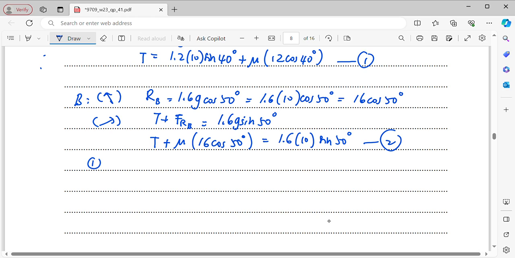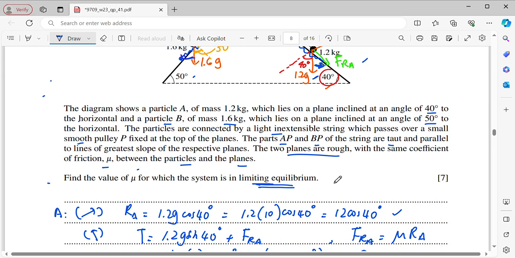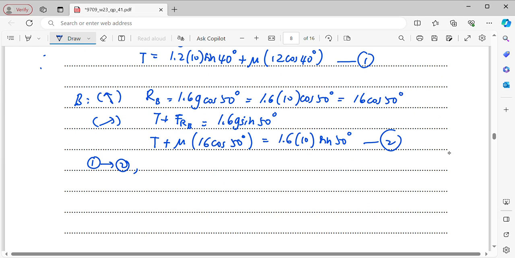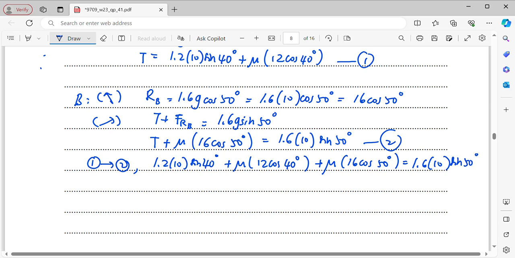Now I will substitute the first equation into the second equation because you need to find mu. I need to eliminate the T. So you will get 1.2 times 10 sine 40 degrees, plus mu times 12 cos 40 degrees. That is my T. Then plus mu times 16 cos 50 degrees. Right hand side, just rewrite: 1.6 times 10 sine 50 degrees.